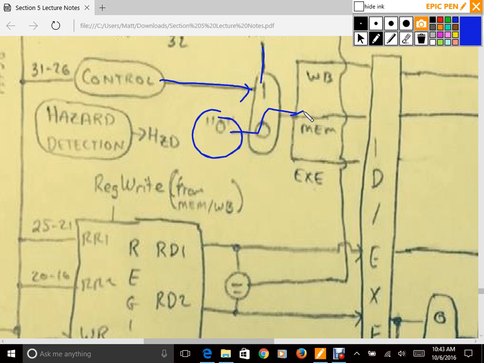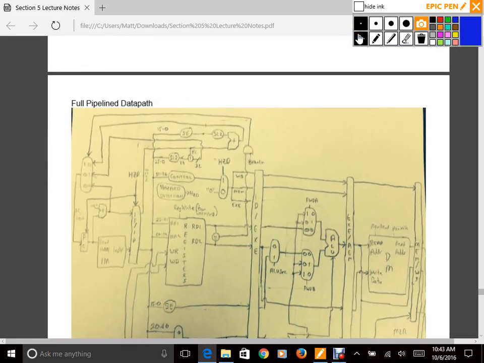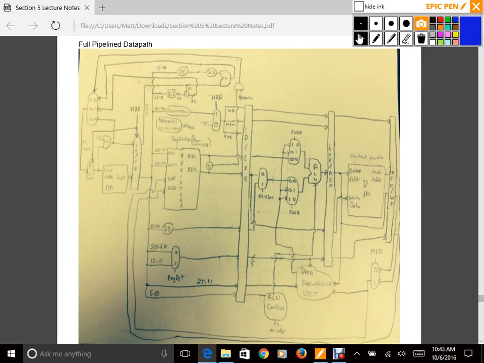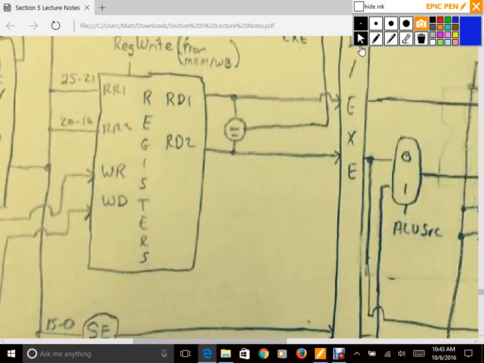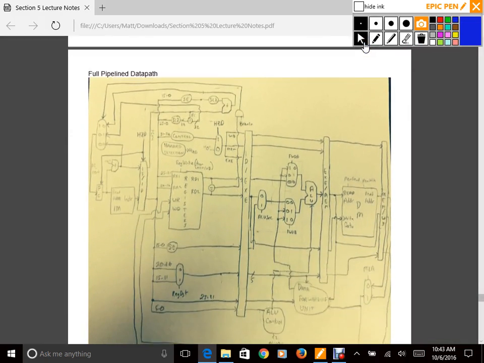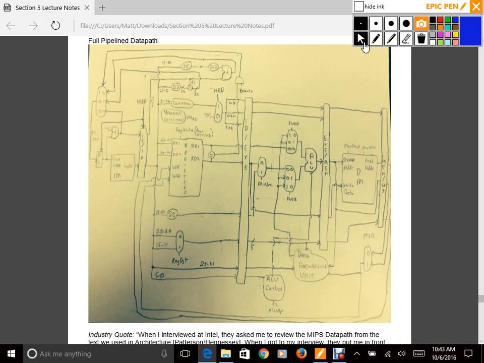Yes? What is that in the middle of the read data 1 and 2? Oh, that's a good question. Comparator. So basically it's just trying to do branch. And everything else is pretty straightforward.